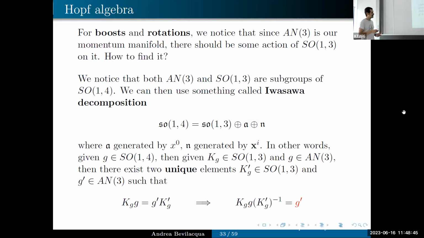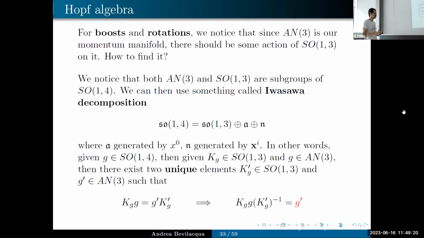And A and N are generated by X0 and Xi, respectively. So what does this mean? Practically speaking, whenever we exponentiate this, elements belonging to this will give us the group elements, so the plane waves. And these are the boosts and rotations. In other words, because of the Iwasawa decomposition, whenever we have an element on SO(1,4), then given some boost or rotation and some G, so some group element, there is a unique element K prime and a unique G prime such that this holds.